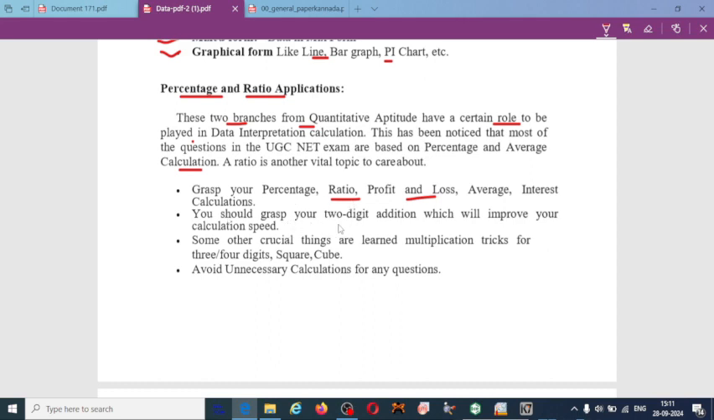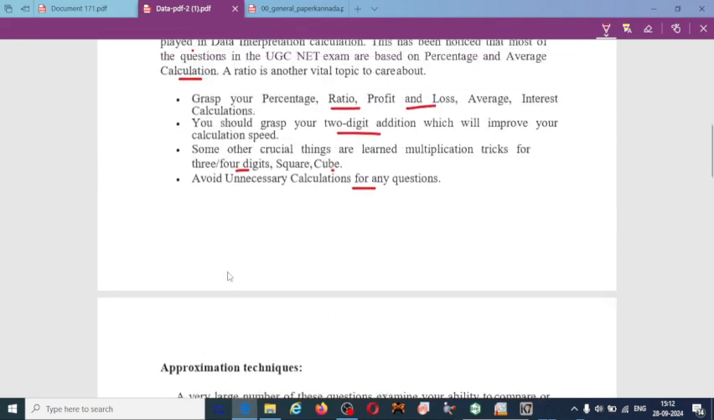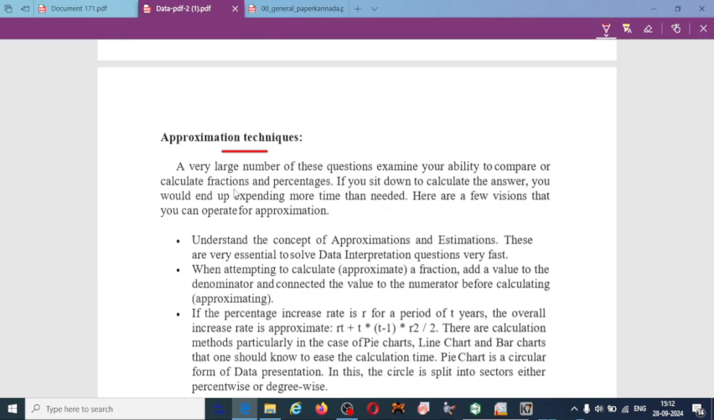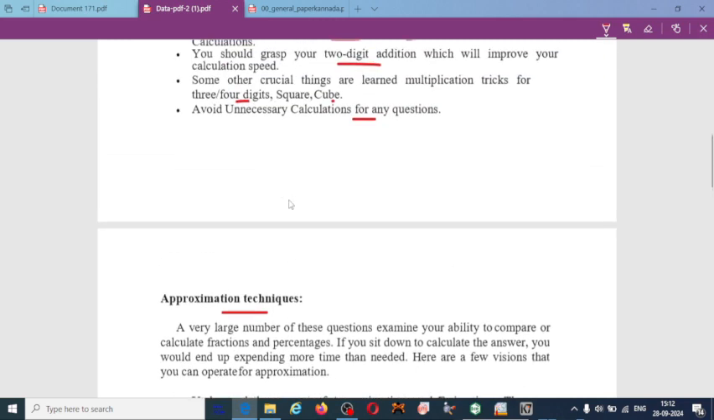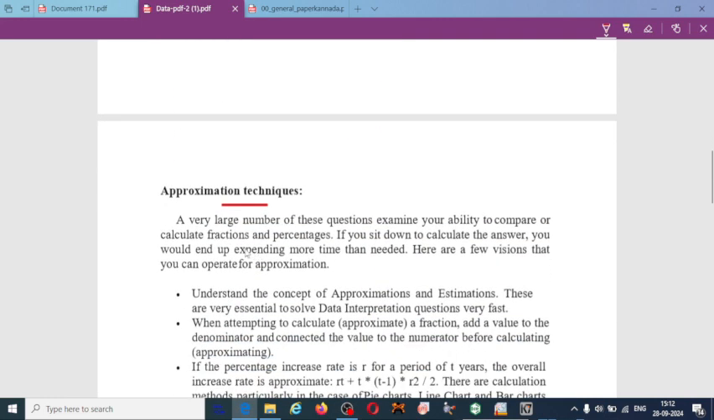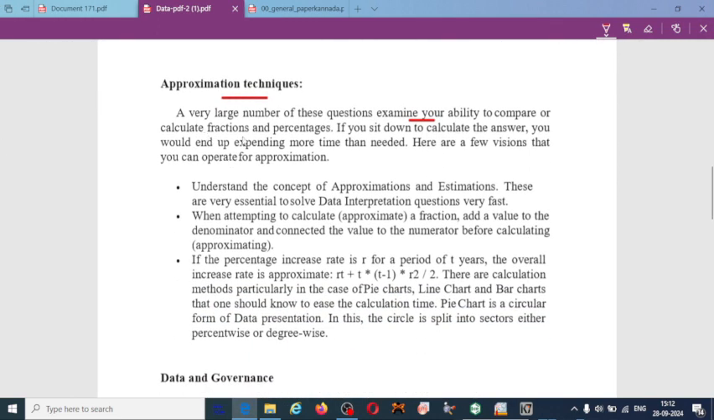You should grasp your 2-digit addition. Some of the critical things to learn are tricks for 3 or 4-digit square, cube. So mathematical calculation will be there. Avoid unnecessary calculations for any question. You need to use approximation techniques also while dealing with data interpretation questions. A very large number of these questions examine your ability to compare or calculate fractions and percentages. If you sit down to calculate the answer, you would end up expending more time than needed.